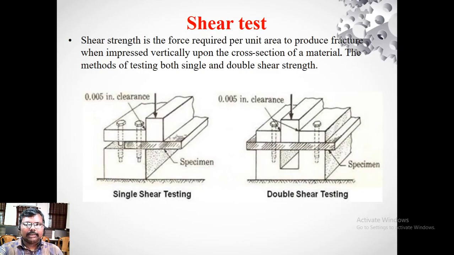Shear test. Shear strength is the force required per unit area to produce fracture when impressed vertically upon the cross section of a material. The method of testing includes both single and double shear strength.